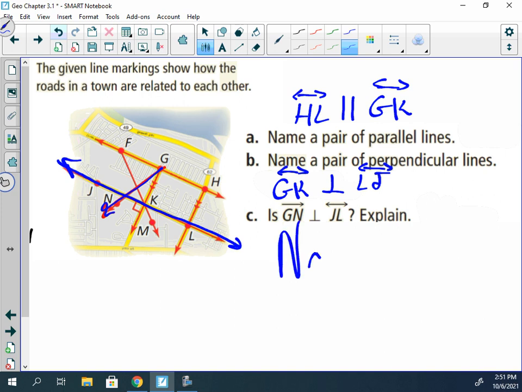Is GN perpendicular to JL? No. No, because it doesn't intersect it at a right angle. And we also know that given LJ and point G, the line GM is the only one that will be perpendicular to it. Questions on this here?